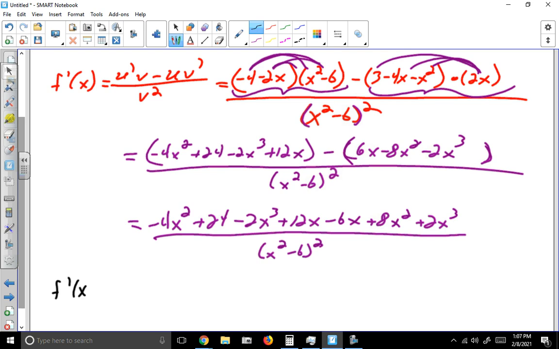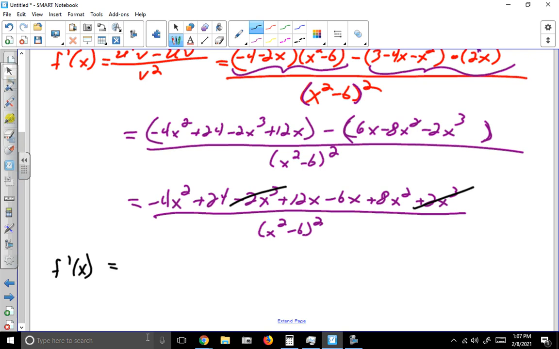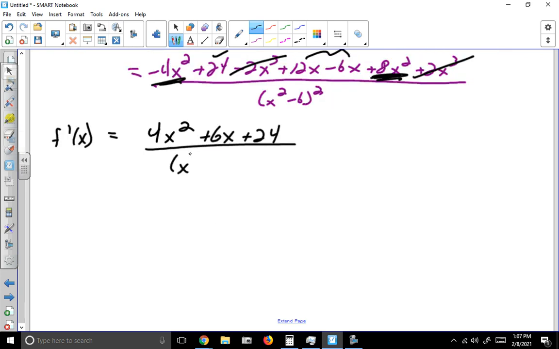So let's see what we can do. On top, our largest powers are to the third. We have a minus 2x cubed and a positive 2x cubed that cancel. Then we have some x squared. We have 8, and we're taking 4 away, so 4x squared. We have 12x minus 6x, so that's 6x. And then we have a plus 24. So that takes care of the x cubes. They're gone. We combine the x squareds, we combine the x's, and then the 24. All of that over the denominator.